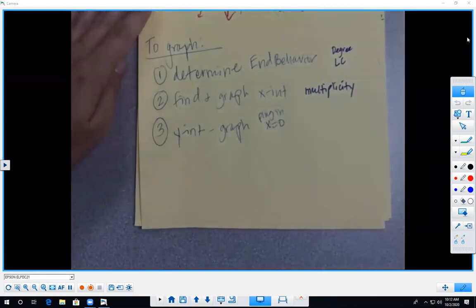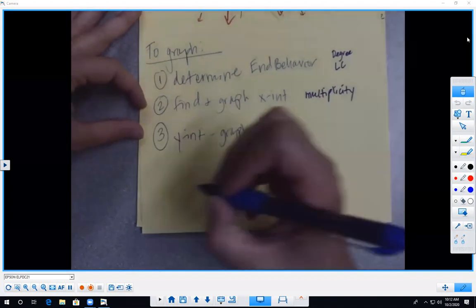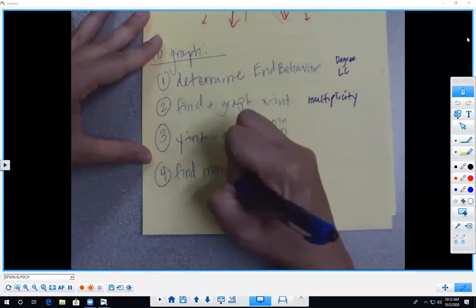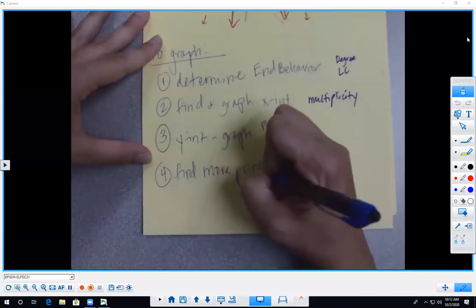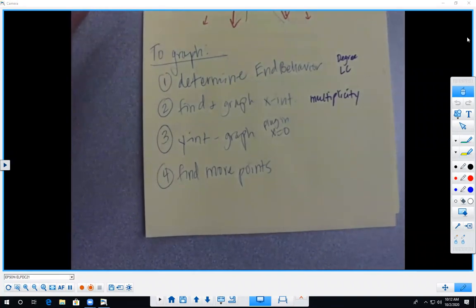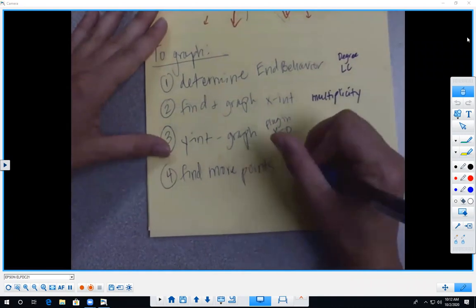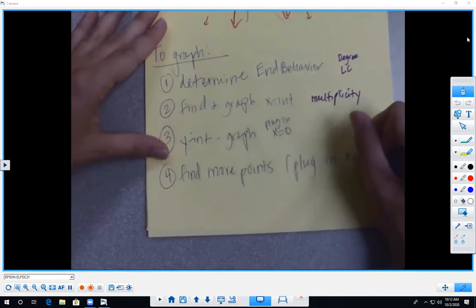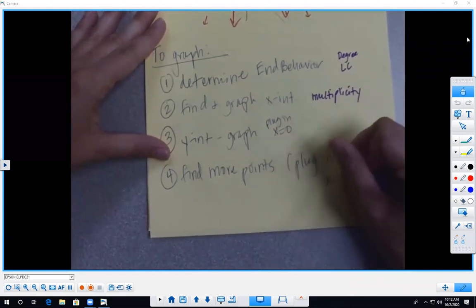Okay, if for some reason this is not enough points, you could always find more points. How could you find more points to graph? Yeah, plug in x values. If I need some more points around x equals 1 and 2, plug in x equals 1 and 2, okay? So I'm just gonna put plug in needed x values.